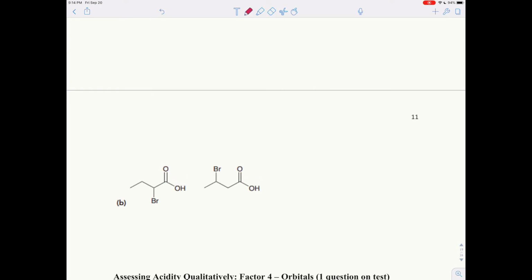But that ties here. And so the third factor is induction. Both of the molecules have just one bromine on them. But the molecule on the left has the bromine 2 atoms away from where the negative charge would be. And the molecule on the right has the bromine 3 atoms away from where the negative charge would be. And so the negative charge on the left would feel the pull of the bromine more than the molecule on the right. Because the further you get away from the bromine, the weaker its pull becomes.